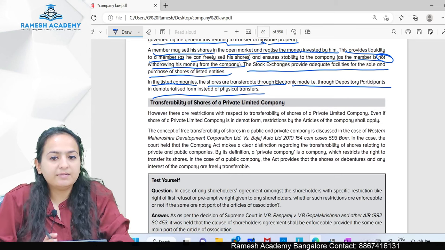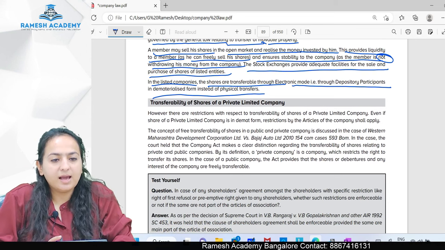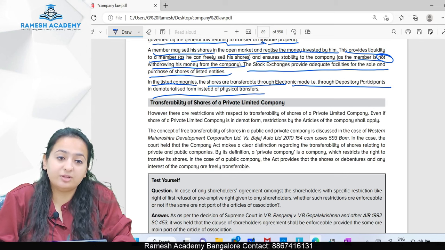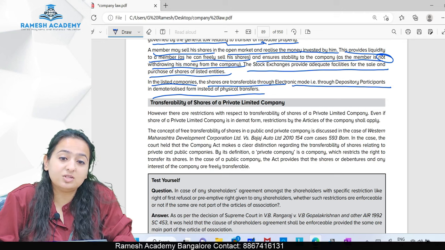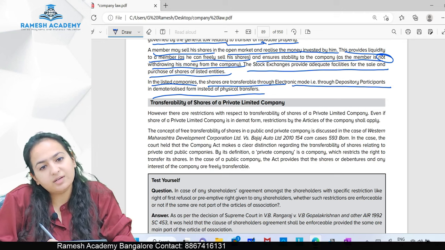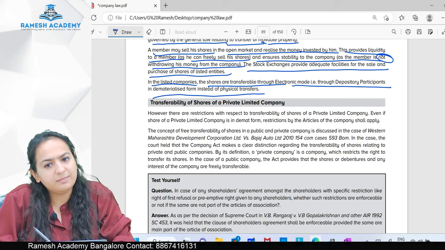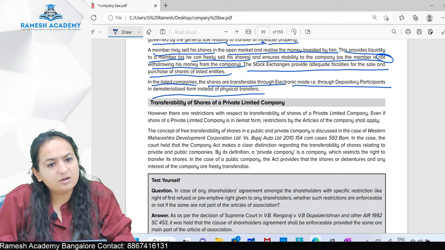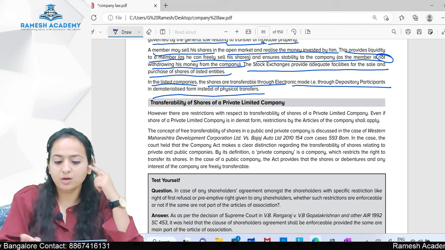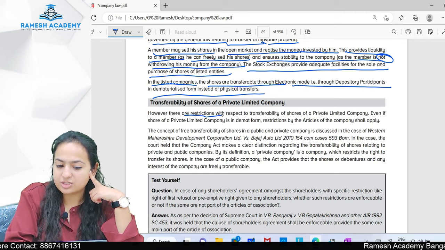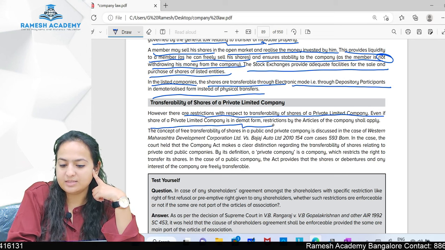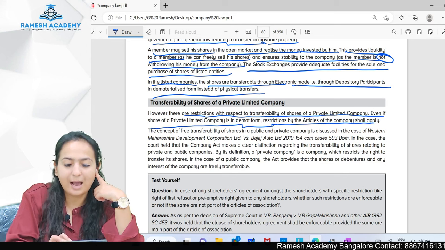In the previous lecture we have studied that in the definition of a private limited company, there is a restriction to transfer shares. Now what will happen in case of a private company? The members cannot transfer the shares. Why? However, the restrictions with respect to transferability of shares of private limited companies, even if shares are in DMAT form, restriction by AOA shall apply.